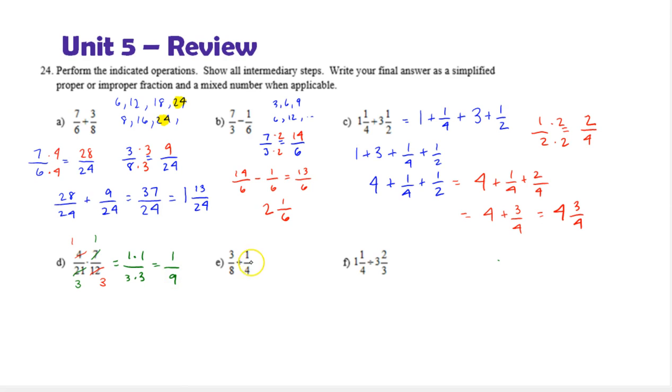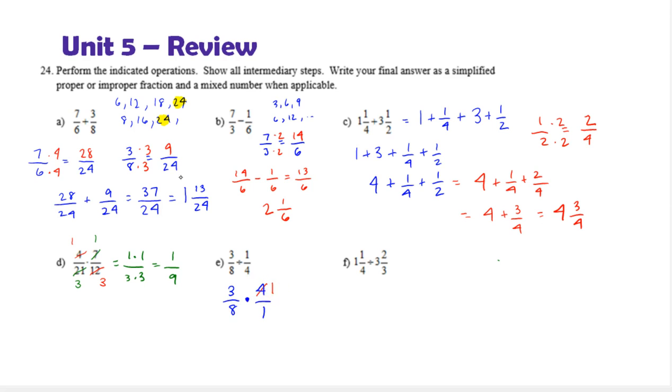Next, we have a division problem. We learned a few ways to do this, but let's use the way that works for any type of division problem. You keep the original fraction, change division to multiplication, and you reciprocate or flip the second fraction. So 3/8 divided by 1/4 is the same as 3/8 times 4 over 1. Now we'll cancel out common factors just like we did when we multiplied. You want to do that after you change it to multiplication, not before.